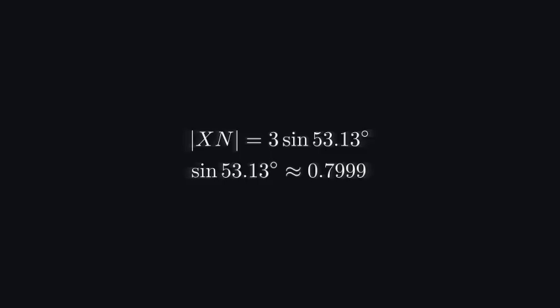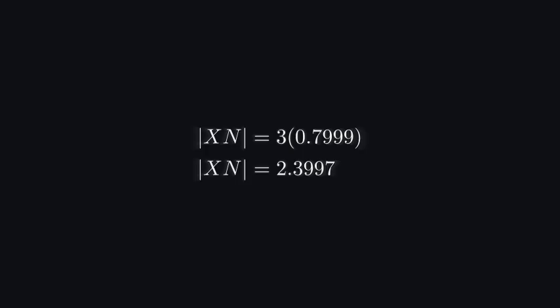Sin of 53.13 degrees is 0.7999. Length of XN equals 3 times 0.7999. Length of XN equals 2.3997. Length of XN is 2.4 centimeters.